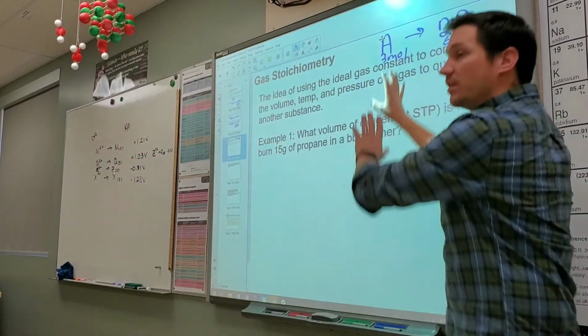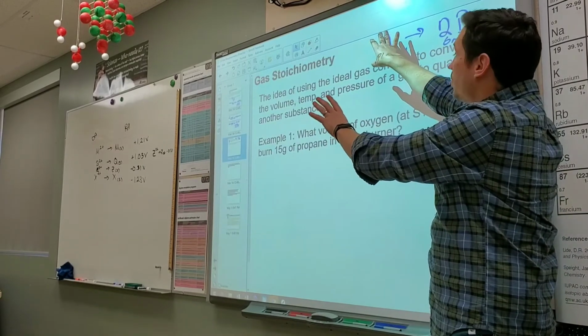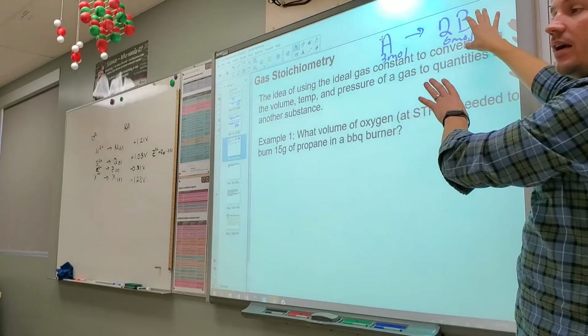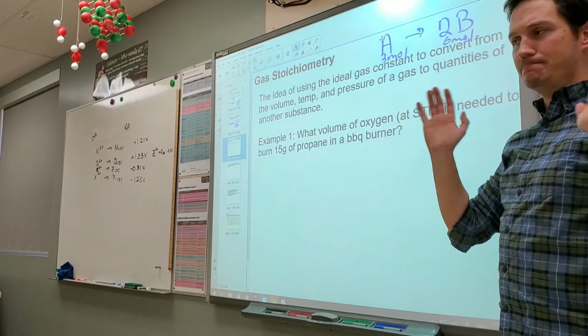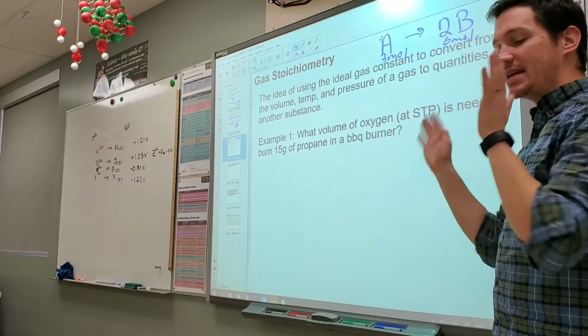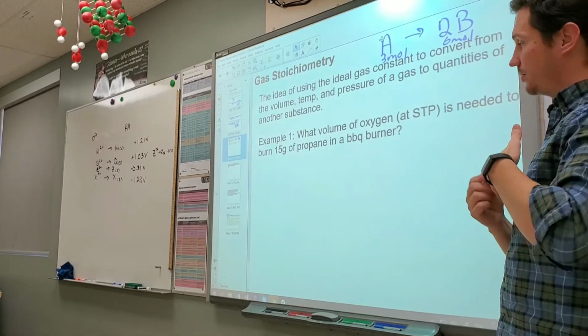And so all we have to do when we're doing gas stoichiometry, remember, is find the moles of one thing, use the molar ratio to turn it into another thing, and then once we have the moles of this, we can figure out anything we want. We can identify any conditions that we care to.